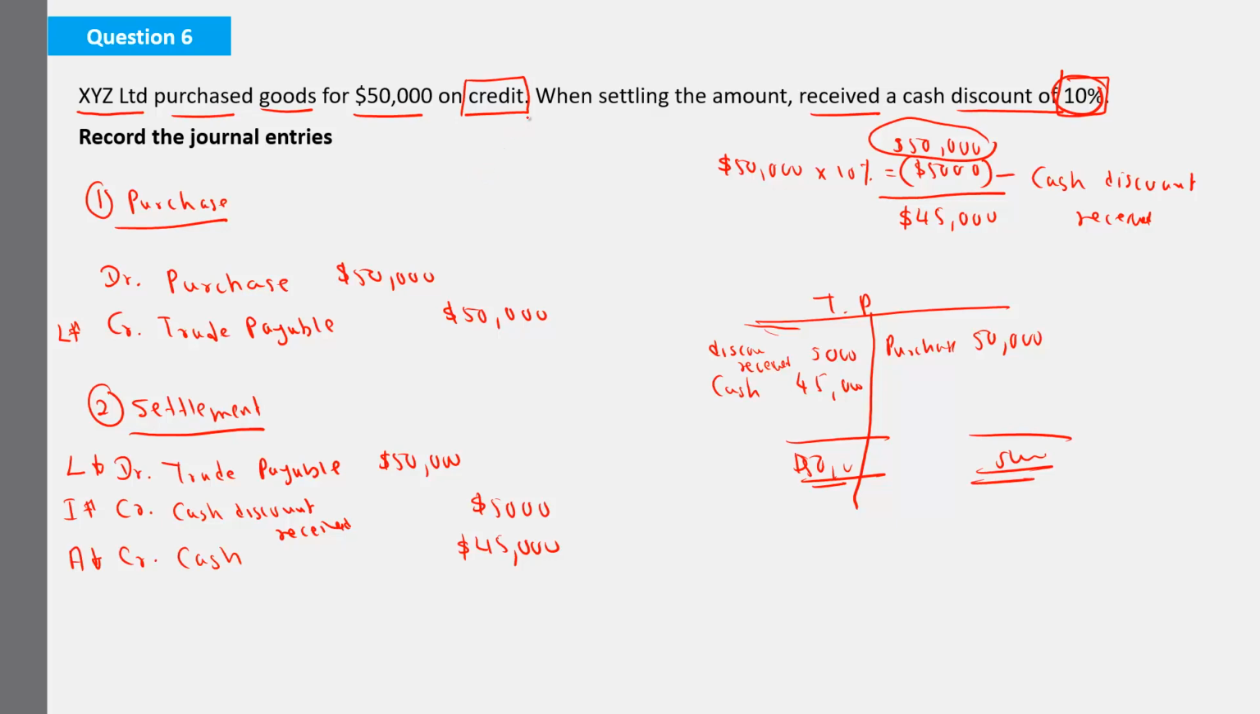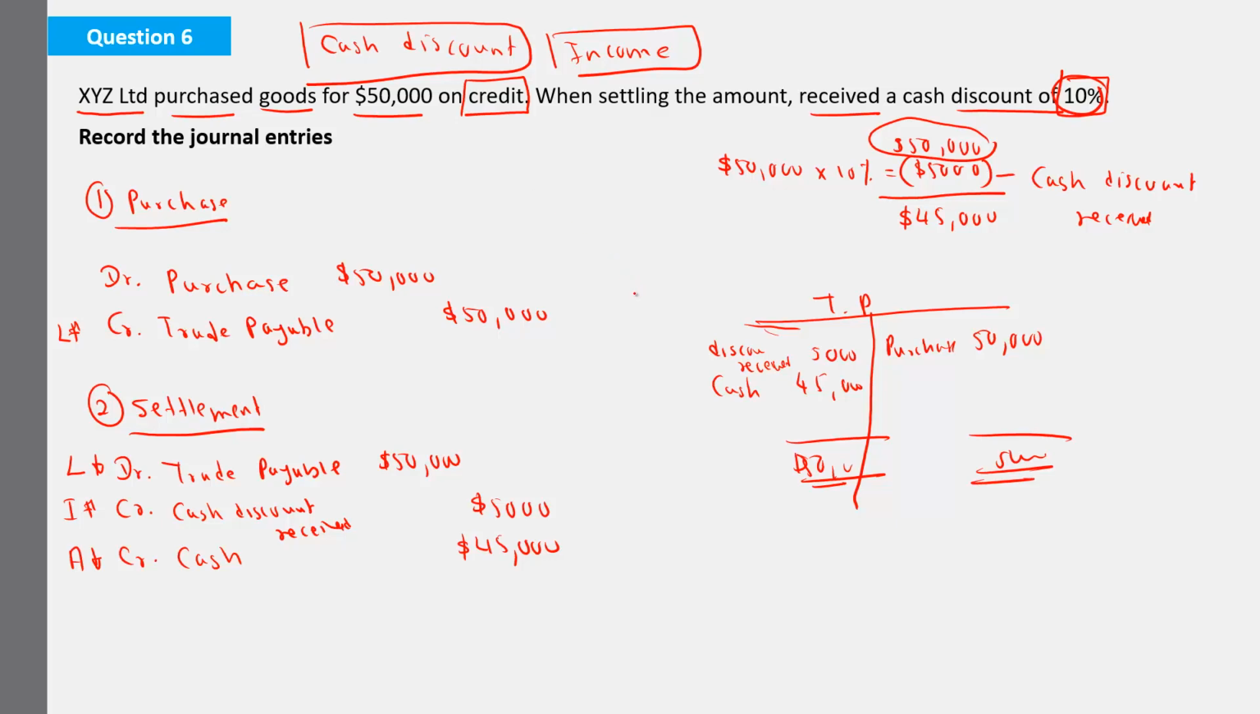So keep in your mind, a very important thing that you have to remember: cash discount will be received only for the credit purchases, not for the cash purchases. And whatever cash discount that you are getting, we will consider that as an income. So these are the two very important points that you have to remember when it comes to this particular question.